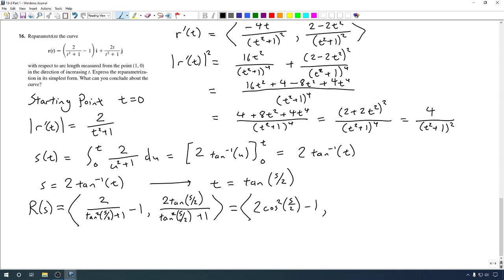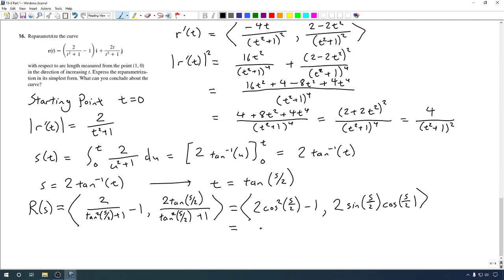And then we do the same thing over here. We'll get 2 tangent of s over 2 times cosine squared of s over 2. So we'll have a 2. We'll have a cosine of s over 2. But the other cosine of s over 2 will combine with the tangent of s over 2 and turn into a sine. So already quite a bit of trig identities that we've already used.